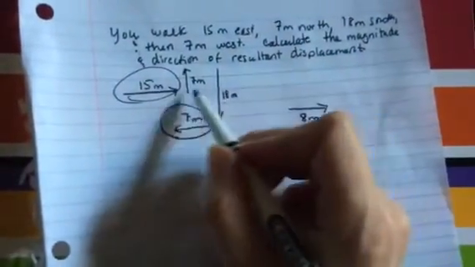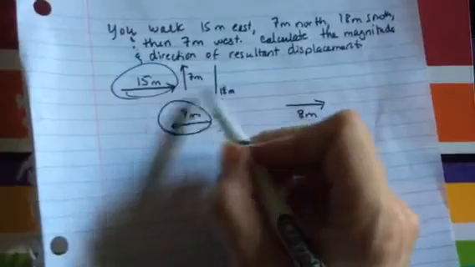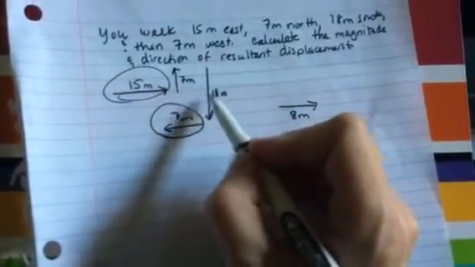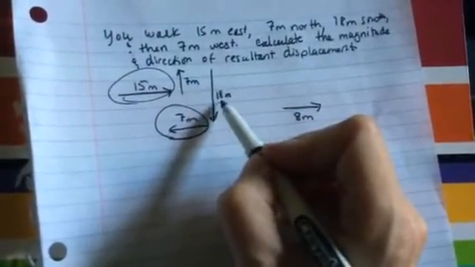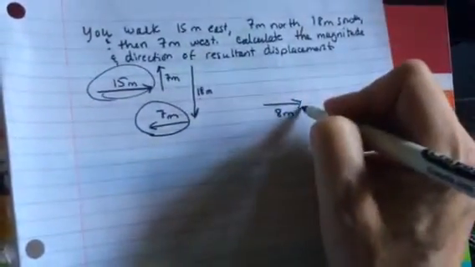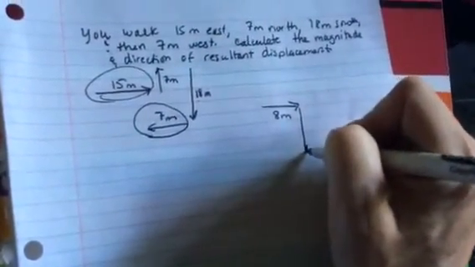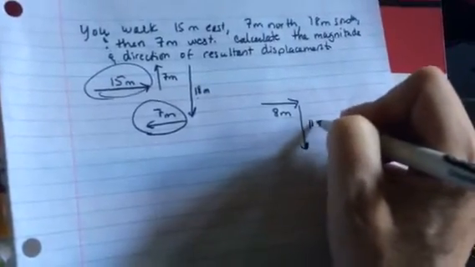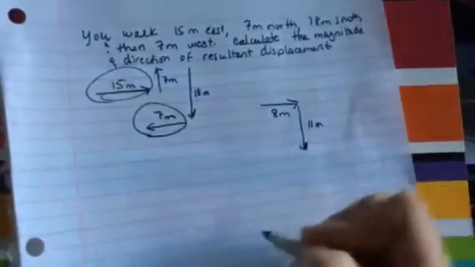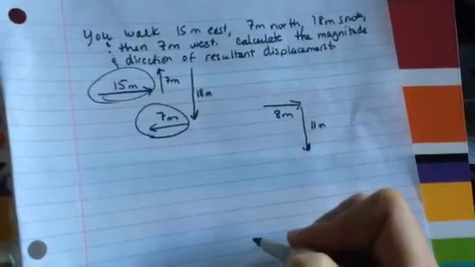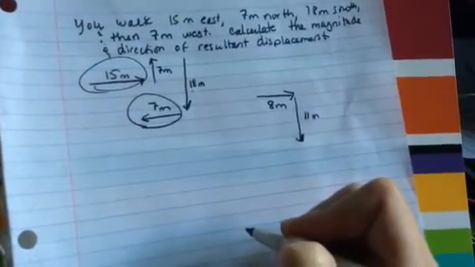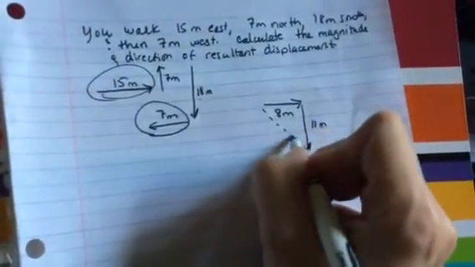Plus, I have 7 and 18. They're going opposite directions, so I can also add those two together. My 18 is bigger, so it's going to go south. Take 18 minus 7, and it goes 11 meters south. Oh, now I'm starting to see a triangle. This will work well. So now here's my resultant.